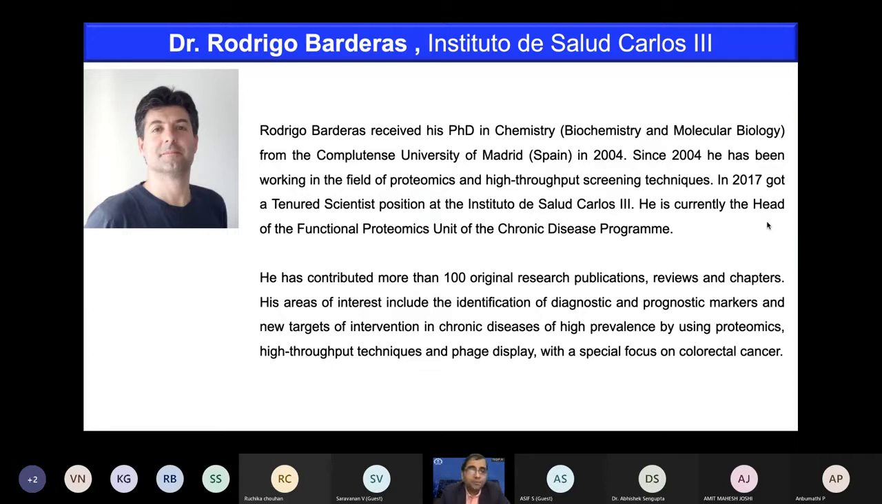It's really great to see Rodrigo after a long time, and I'm also very keen to know some of the more recent work which he's doing in his lab as an independent PI now at the functional proteomics unit of the chronic disease program in Madrid. So Rodrigo brings a lot of expertise in microarray based applications. As I mentioned, he has been working in that field for a long time, but he is also quite keen on developing new chemistries and newer approaches of doing microarrays.